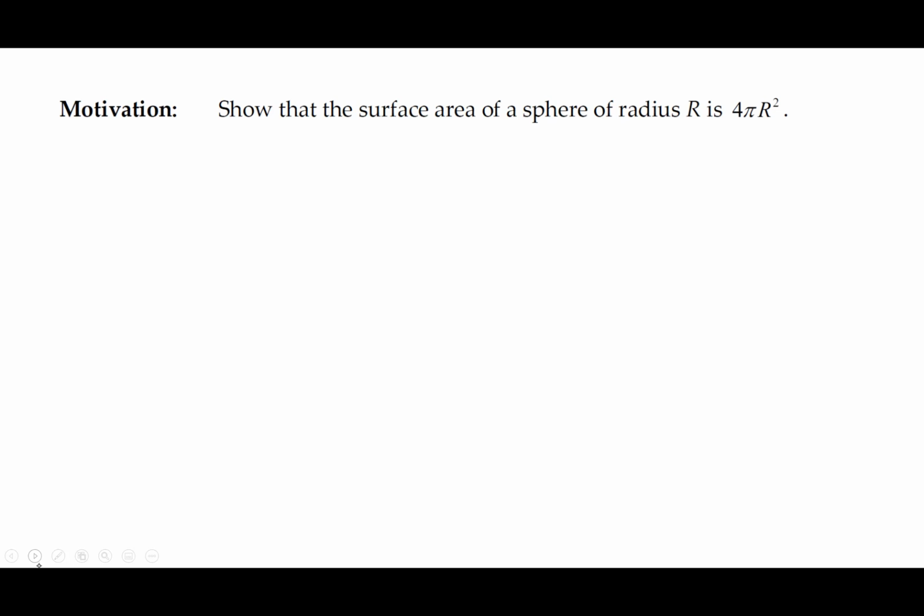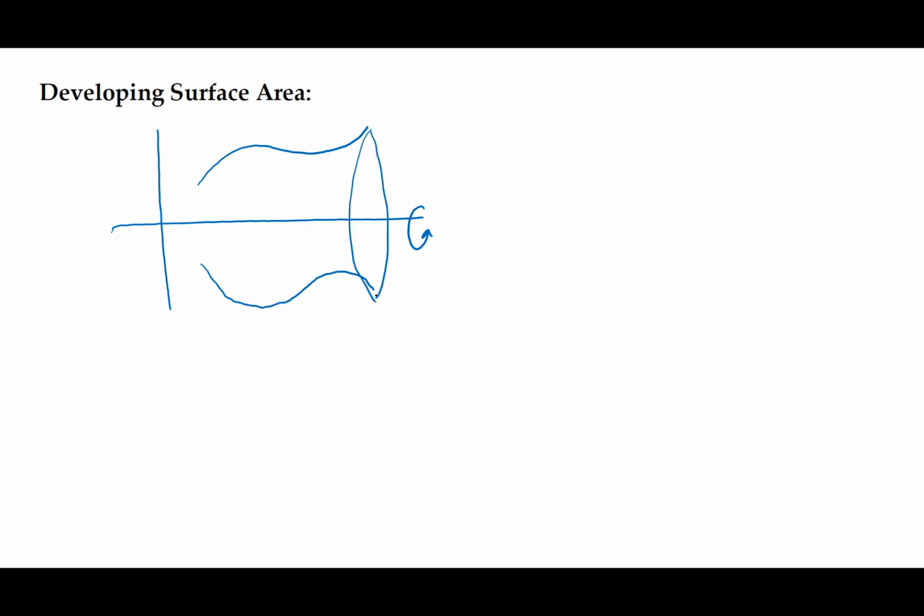So let's back up and start by just thinking about what surface area is and how we might go about actually computing it. So the idea is that we have maybe some piece of a curve, okay? And let's say that we have rotated it, maybe about the x-axis. And so we get this vase-looking thing, or vase, if you will.